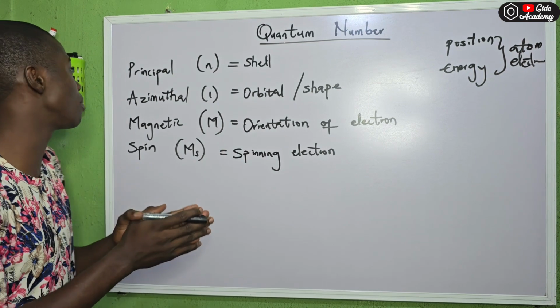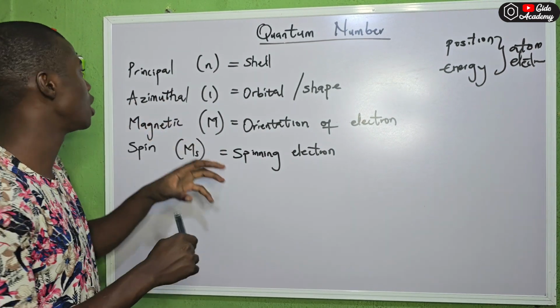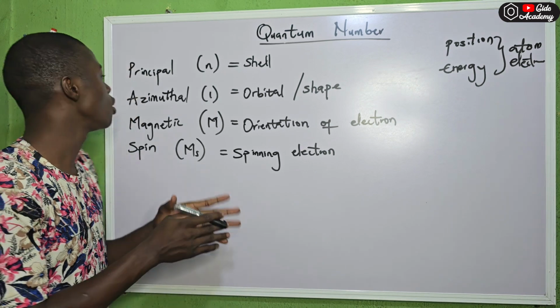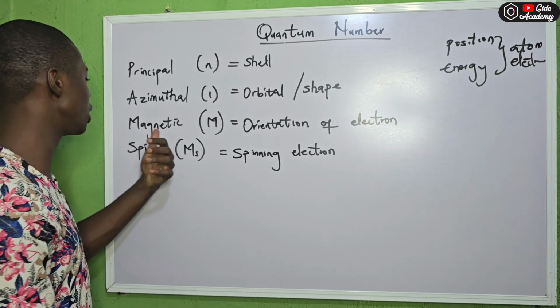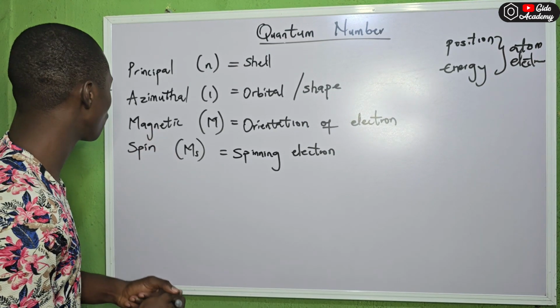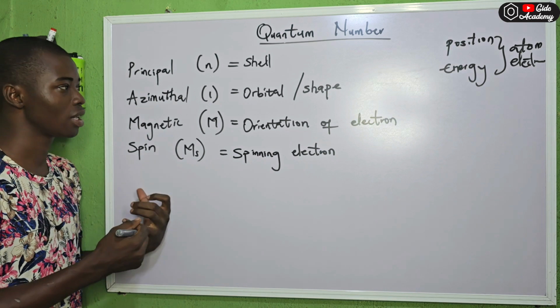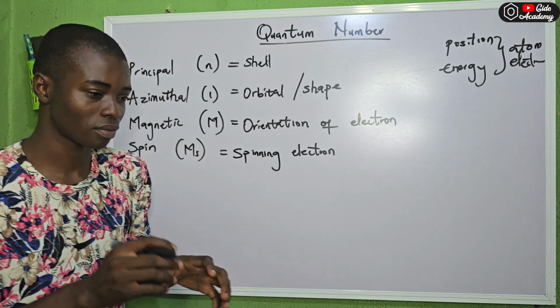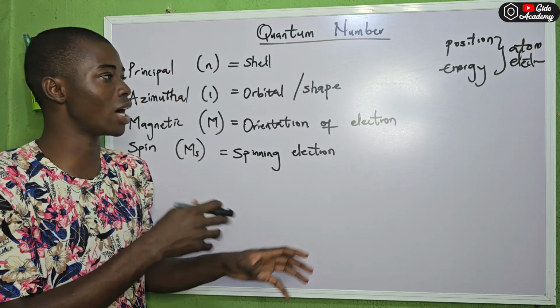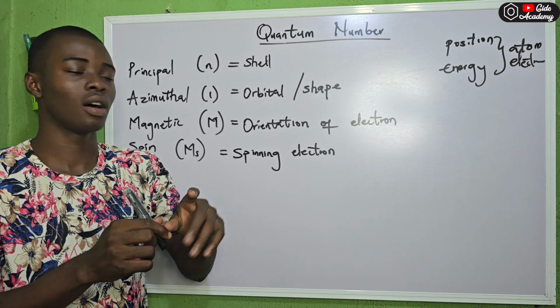And there are four quantum numbers, four sets of quantum numbers. The first one is the principal quantum number, followed by the azimuthal quantum number or the subsidiary quantum number. We call this the magnetic quantum number, while the last one is the spin. The spin.